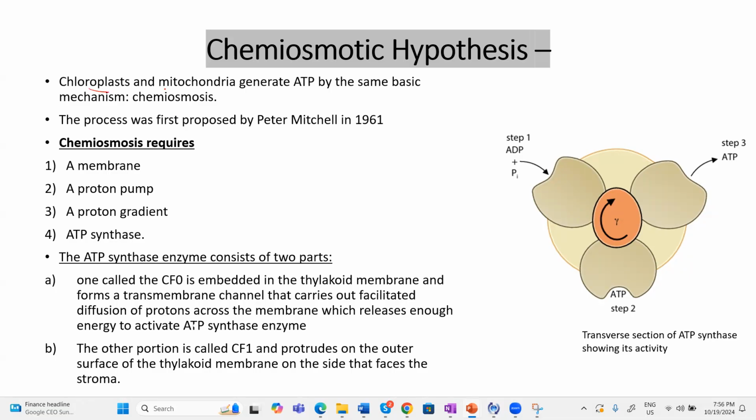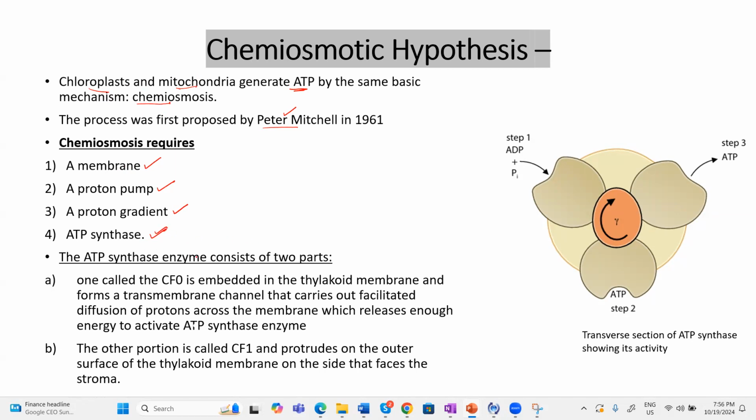In this video, we are moving further and we'll be discussing the chemiosmotic hypothesis. Now see, chloroplast and mitochondria both generate ATP by a method known as chemiosmosis, which was proposed by Peter Mitchell. What does chemiosmosis require? It requires one membrane, a proton pump, a proton gradient, and ATP synthase.